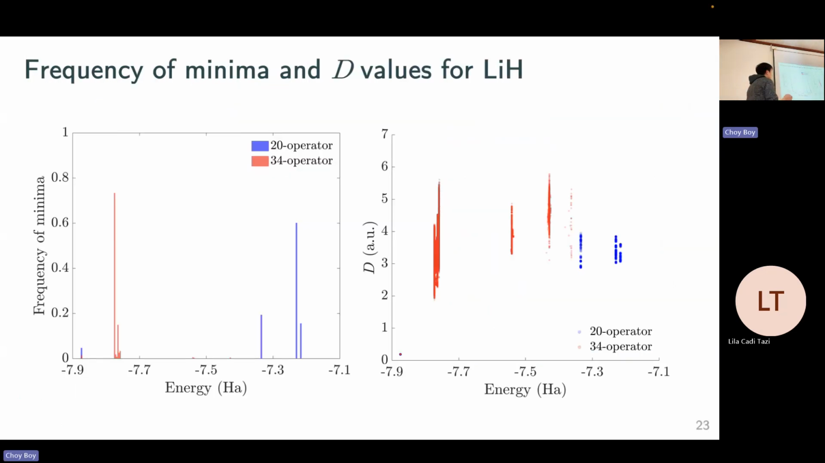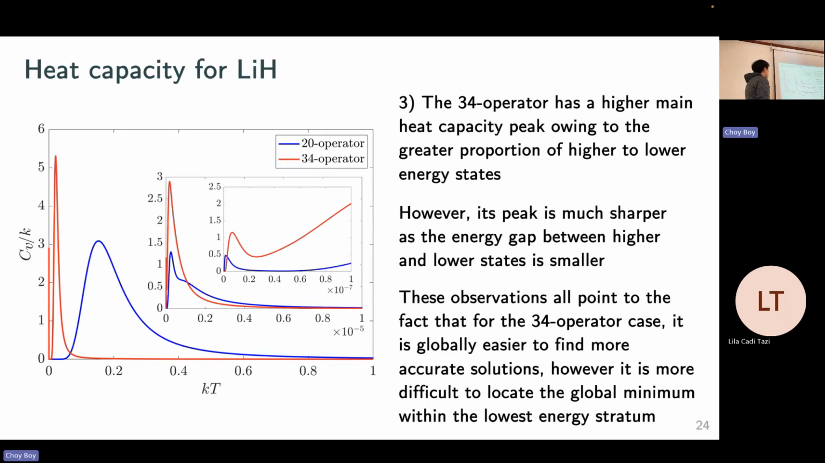This is the distribution of the minima that we obtain versus the d value. We can see that there is a general shift towards better energy. What this means is that globally it's easier to find overall good solutions, but locally it's going to be more challenging finding the needle in the haystack, which is where the global minimum is, from this neighborhood over here. We also calculated the heat capacities for lithium hydride.